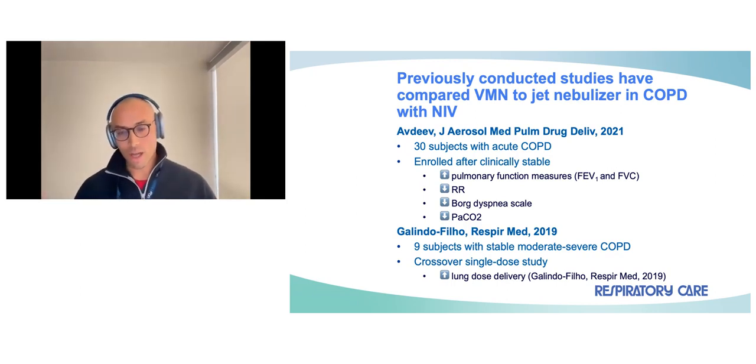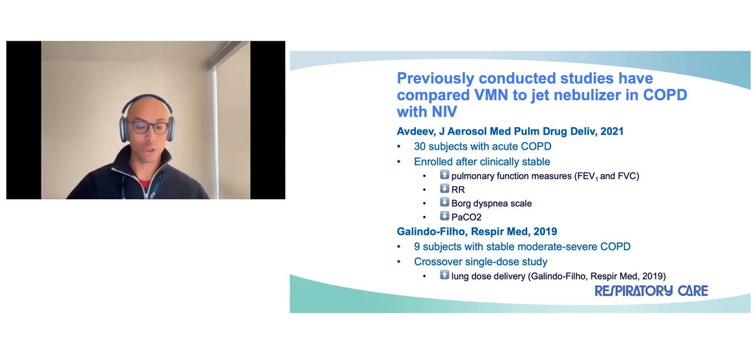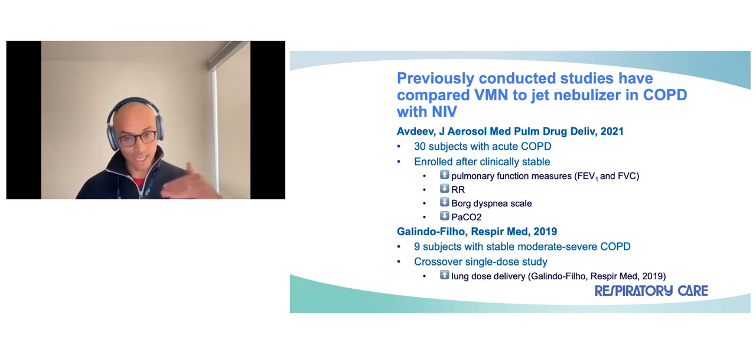The other study that the authors of our Editor's Choice paper bring up in justifying their study is one by Galindo-Filho, in which 9 subjects with stable, moderate to severe COPD, so these were stable subjects, were given NIV with vibrating mesh, some measurements were done, then they were given bronchodilators with jet nebulizer. So this is a single dose crossover study. And they noticed that for any given patient, there was an increase in lung dose delivery with the vibrating mesh nebulizer when given using non-invasive ventilation.